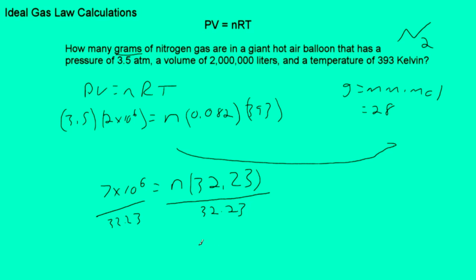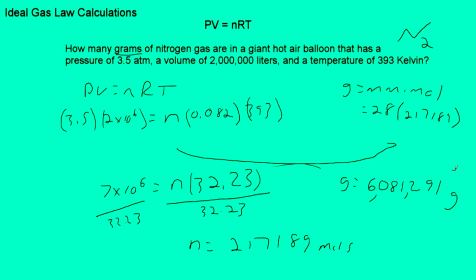Moles comes out to 217,189 moles. That's a lot of moles. Well, we're talking about a giant hot air balloon. So we're going to plug that in over here. 217,189 times 28. And we come up with a huge number. So we come up with about 6 million grams of nitrogen. So there's about 6 million grams of nitrogen in this giant hot air balloon.